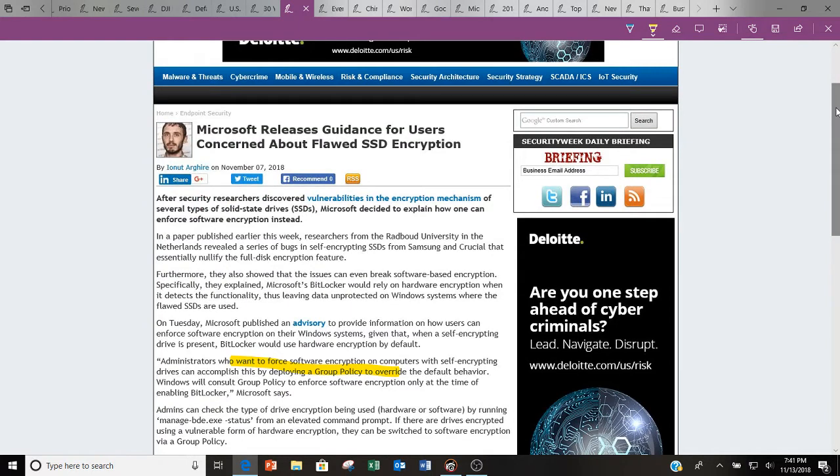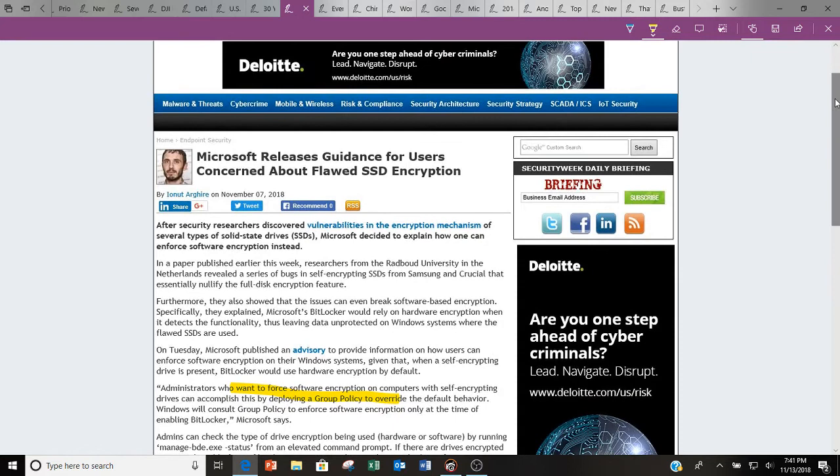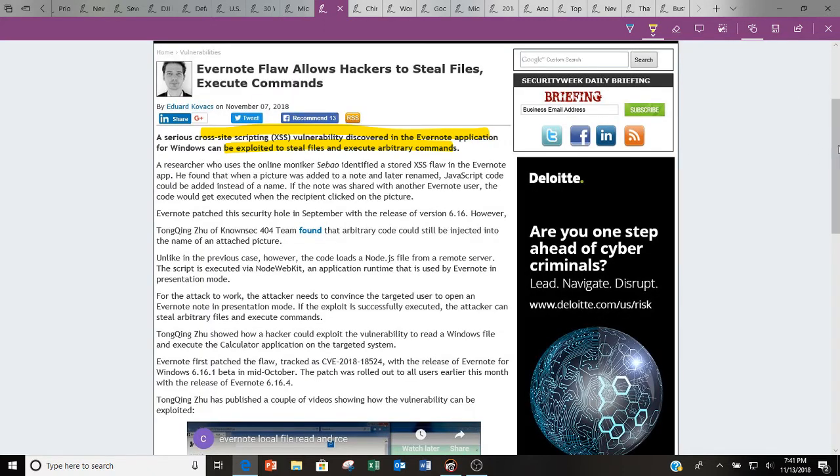Last week we talked about self-encrypting hard drives being vulnerable. So Microsoft provided guidance on how to protect against them by using software encryption, which we did talk about last week, but it was not necessarily a Microsoft announcement at that point in time.